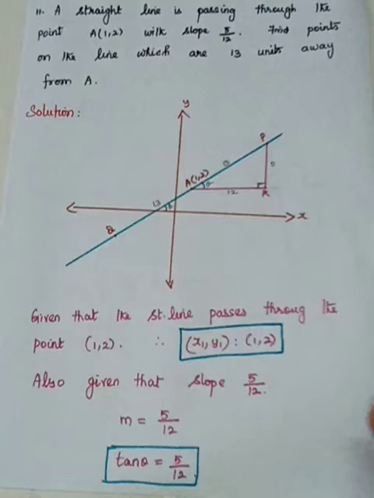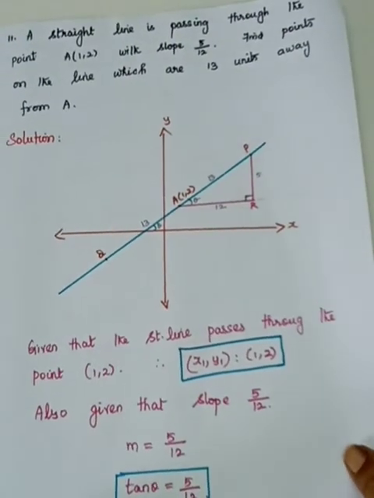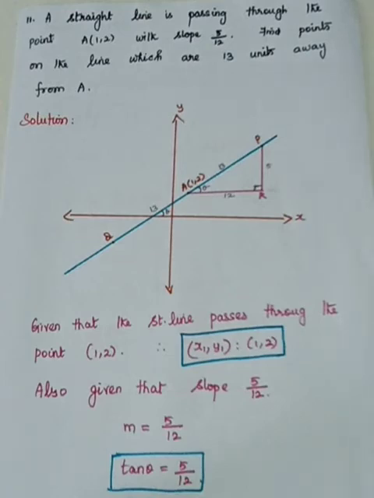And coming to the problem number 11. A straight line is passing through the point A of 1, 2 with slope 5 by 12. Okay, 1 point and slope is given. We can easily write the equation of the straight line.